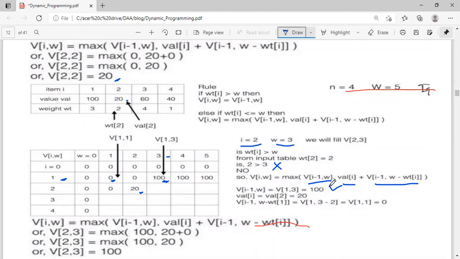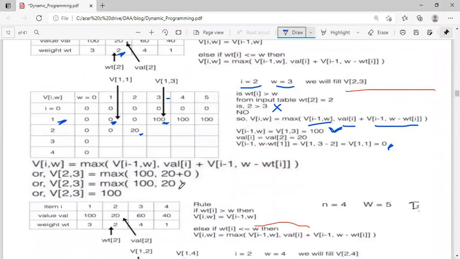So what value did we get? We got 100. Value of I means value of 2. What is the value of 2? As per the problem, we have 20. And V of I minus 1, so I comma 3 minus 2. So what is V of 1 comma 1? What is V of 1 comma 1? As per the table, 1 comma 1, the value is 0.